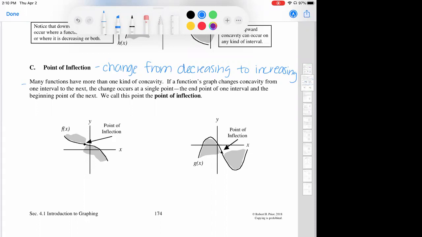So you see how right here it's going down, it's decreasing. And then, I guess the shading is a better way to explain it, as it changes the shading from above to below. That's our point of inflection right here. We'll see graphs that look a lot like this as we move forward in 4.2.